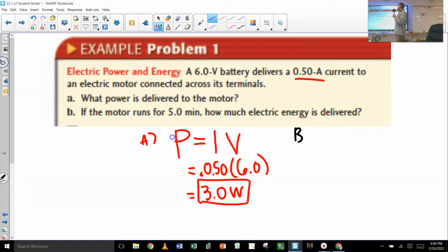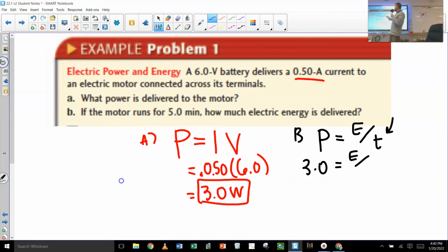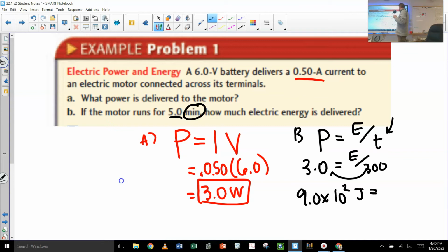Part B. If the motor runs for 5 minutes, how much electrical energy is delivered? You remember from before, power is equal to energy divided by time. So our power, 3.0 watts, how much energy? Remember that time needs to be in seconds, so 5 minutes is not going to work for us. 5 times 60 is 300 seconds. I'm just going to remember in my brain that I have 2 significant figures. So I take 3 times 300, and you get 900. Got to use 2 significant figures. Joules. So that's how much energy is being delivered over the course of 5 minutes.